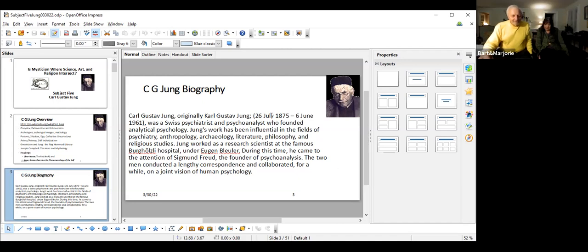So what we have here is he was born 1875, died in 1961, and his career was as a psychiatrist and psychoanalyst. Okay, he had his own school of analytical psychology, but he had impact not just in psychiatry, but anthropology, archaeology, literature, philosophy, and religious studies. And that's only because they haven't published everything that he's written. I'm sure it'll go beyond that.